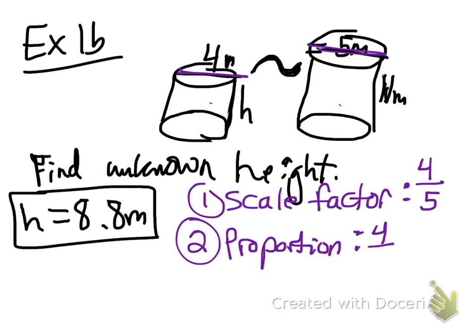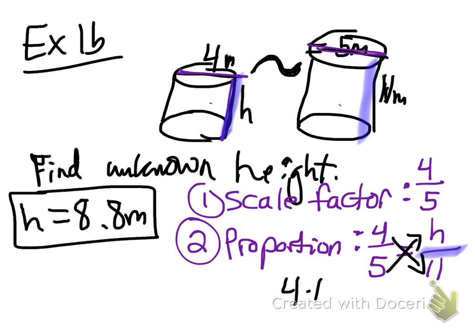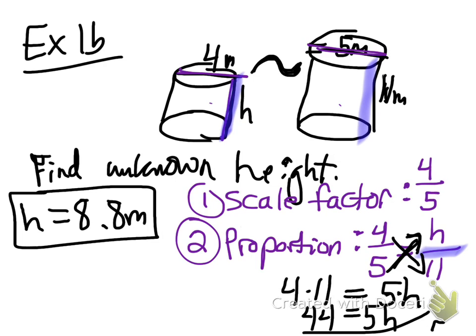So we're going to say 4 to 5 equals, remember, go small to large, our unknown height over 11. We're going to cross multiply, so show it in your steps. So draw your arrows. So 4 times 11, and then 5 equals 5 times h. So 4 times 11 is 44, equals 5h, all divided by 5.